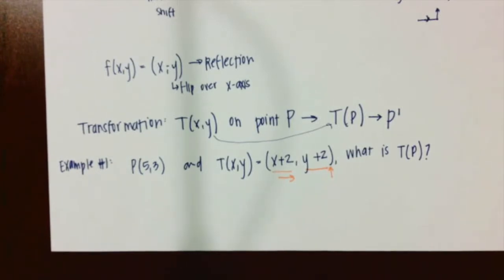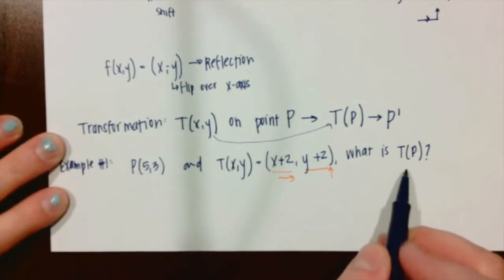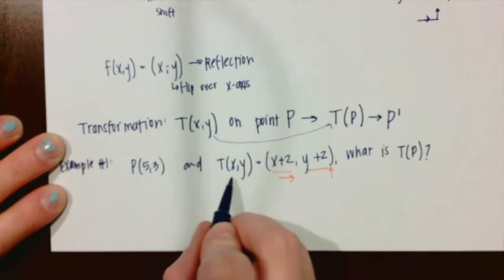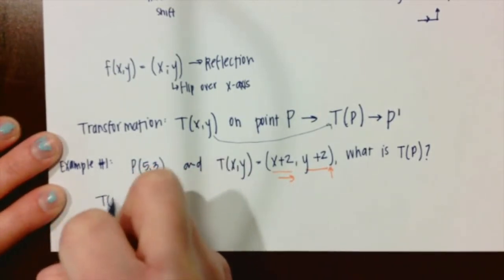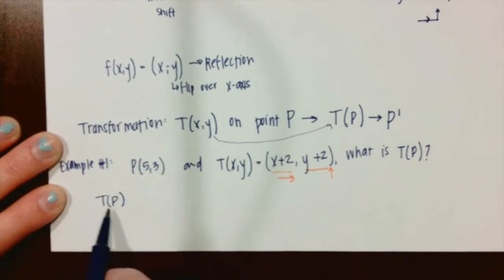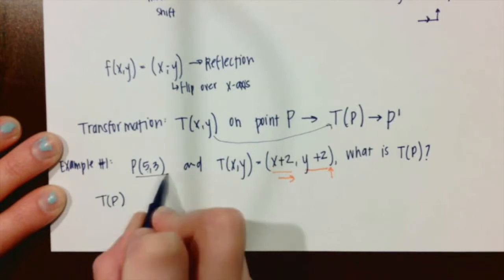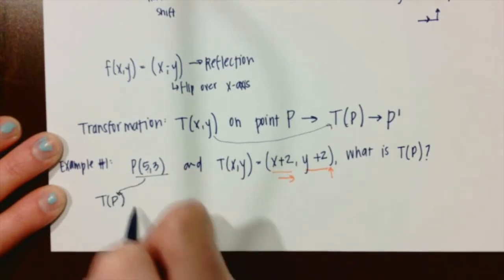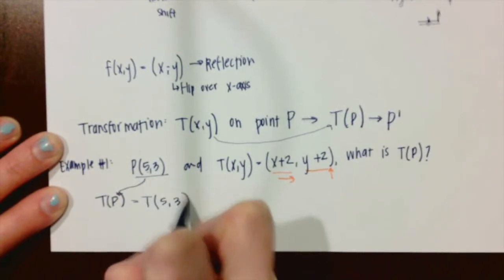So let's plug these things in. T of x, y, we want to find t of p. So instead of writing t of x, y, let's write it as t of p, or t of the point p, or t of the coordinate for p, which is 5, 3. I'm going to take that 5, 3 and put it in place of the parentheses instead of p.